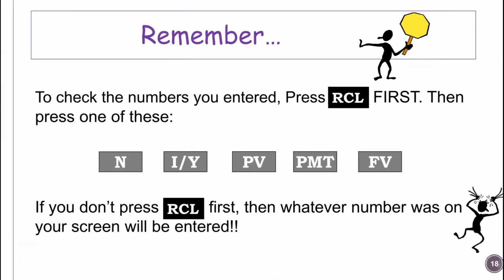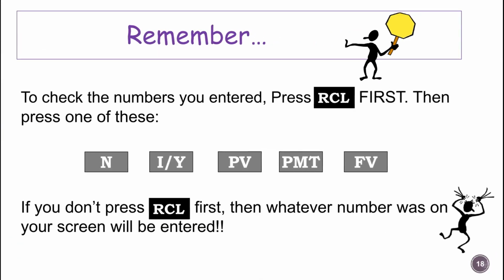All right, so let's look at this next slide. You can actually just push your recall key and review everything that you have entered, and then you will see each thing on your screen. If you don't press recall first, then you will enter whatever you had on your screen. So you could mess up your numbers if you forget the recall first.